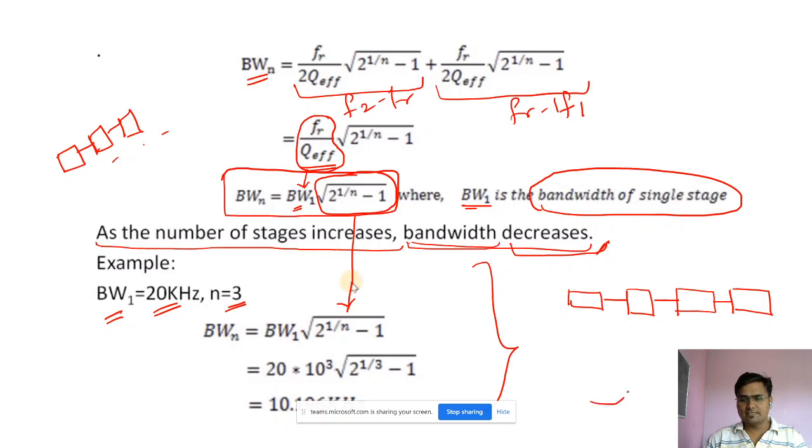It means if you are getting that kind of curve for single stage, then you will get this curve for double stage. For three stages you will get that curve. So as you go on increasing the number of stages, the curve will become sharper. The sharp curve you will get when you cascade the tuned amplifier. That's what the conclusion is.